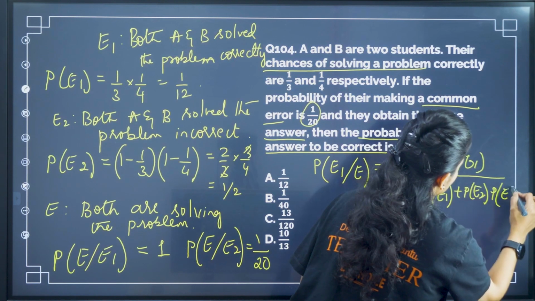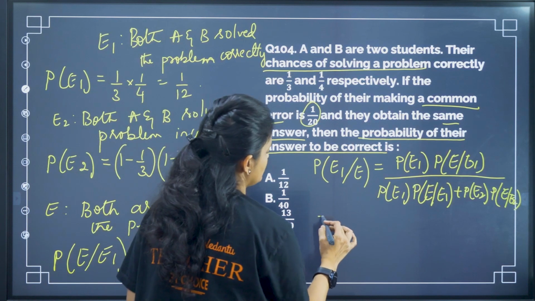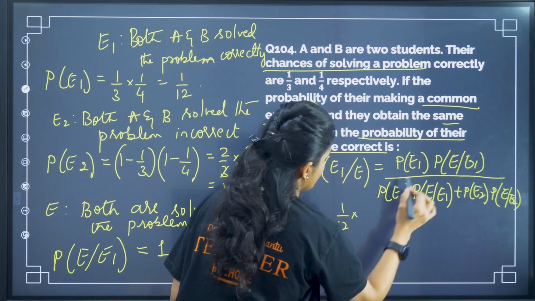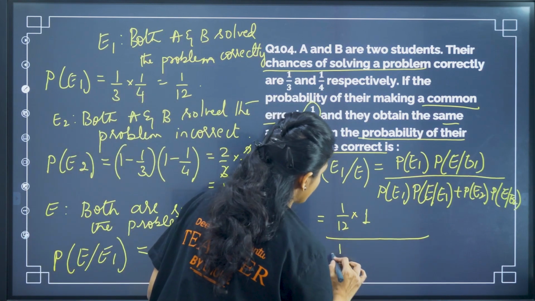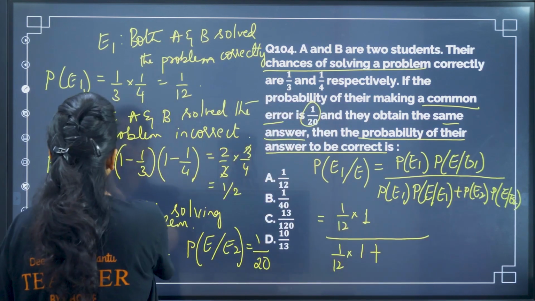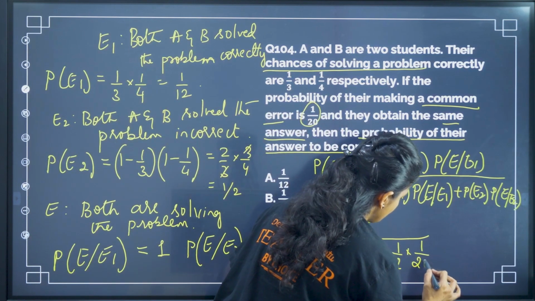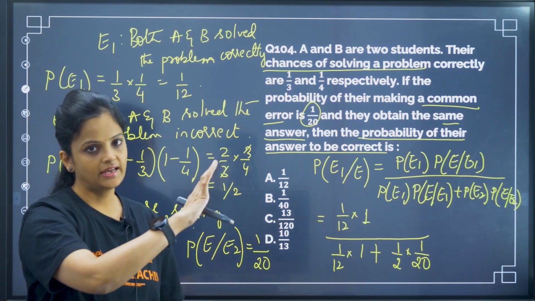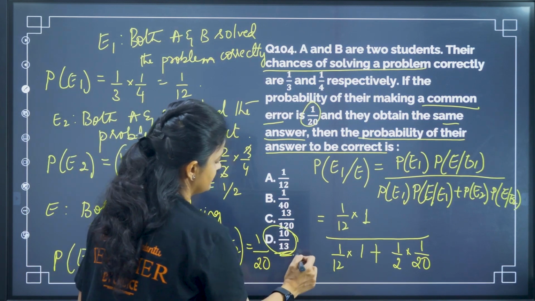P of E when E2 is given. Substitute all the values we have. P of E1 I have got 1 by 12. And this is 1, that is 100% right. Then 1 by 12 into 1 plus... What is P of E2? E2 is 1 by 2. And this they have given as 1 by 20. Can you do the rest? Simplify further. Take LCM. Solve it. And option D should be your answer.